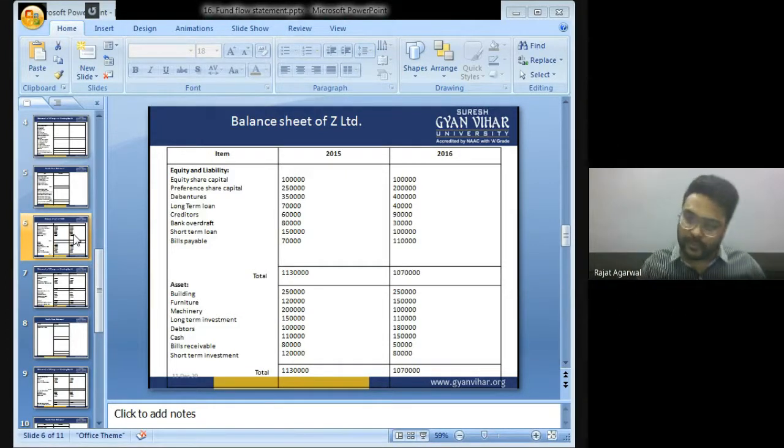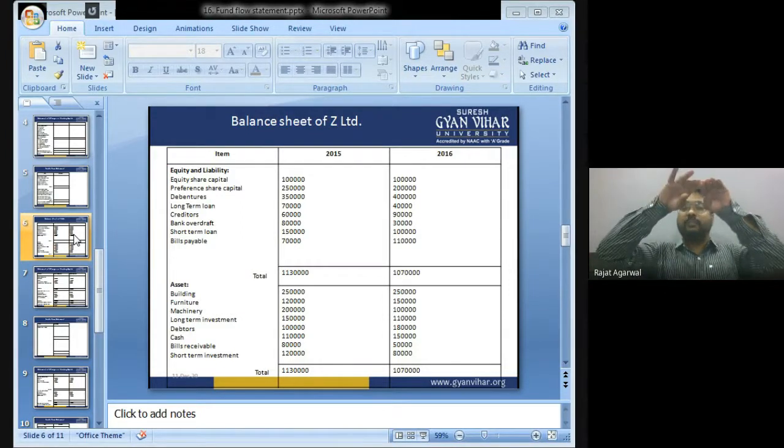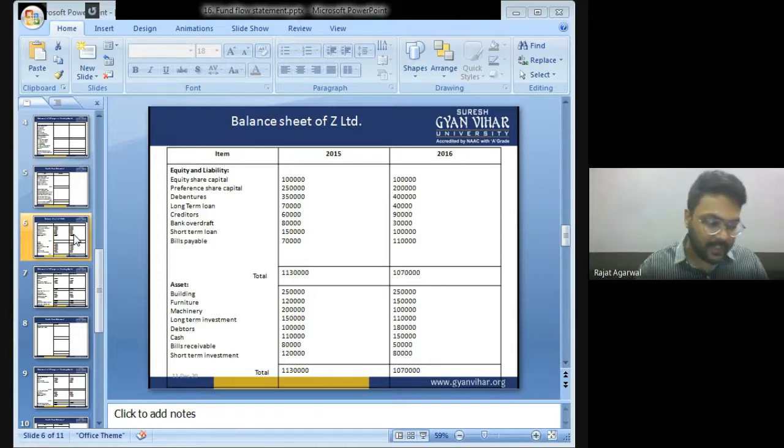In 2015, preference share capital was 2,50,000. Now in 2016, it is only 2 lakh. It means the preference share capital is decreased. It means we have repaid the preference share capital.